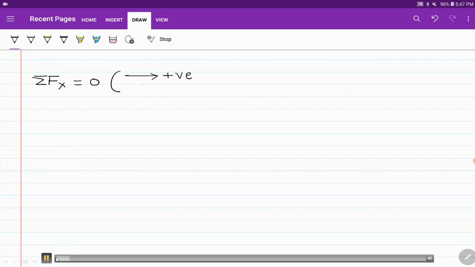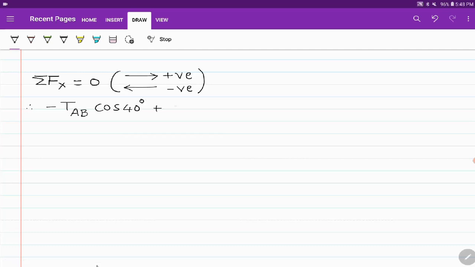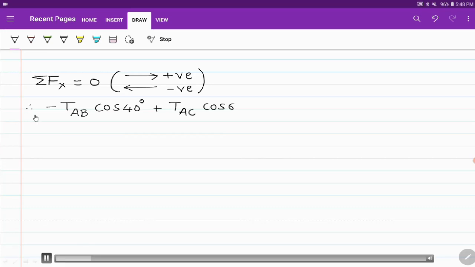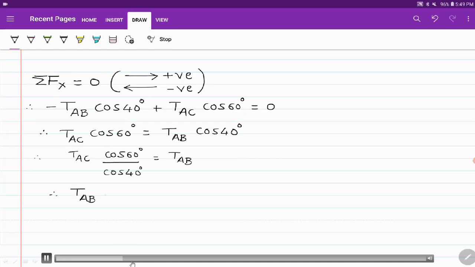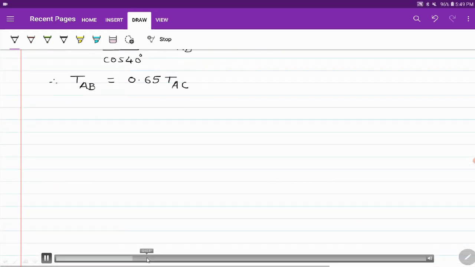So summation of Fx is equal to 0, with forces towards the right positive and forces towards the left negative. We have seen that TAB cos 40 acts in the negative x direction. So minus TAB cos 40 plus TAC cos 60 has to be equal to 0, or TAC cos 60 has to be equal to TAB cos 40. Transfer cos 40 to this side, so that we get the relation between TAB and TAC. So cos 60 divided by cos 40 comes out to be 0.65. So TAB is 0.65 times TAC.